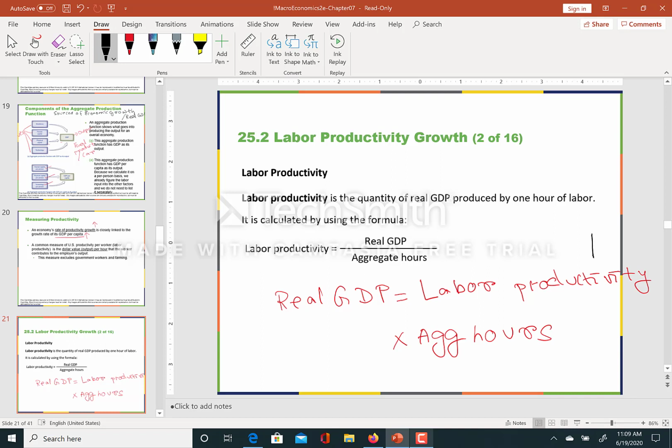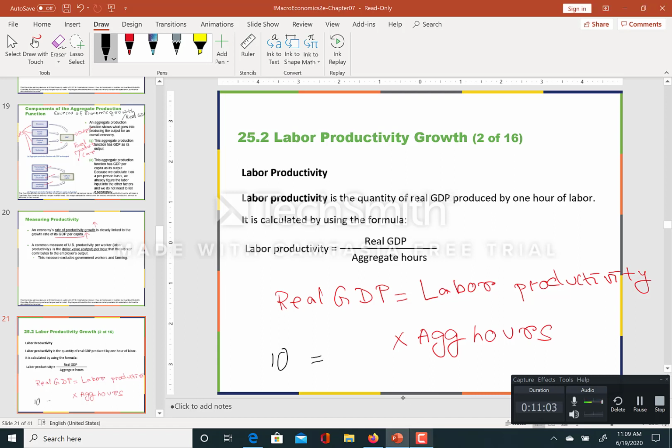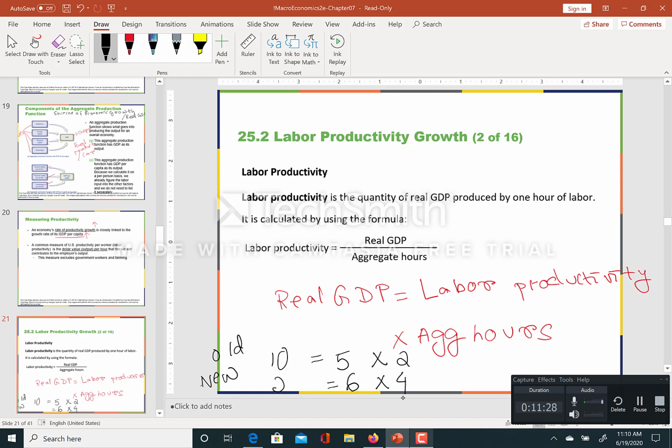How will the real gross domestic product increase? The real gross domestic product will go up if labor productivity increases, or aggregate hours increase, or both. I can use some numbers here. Say initially my real GDP is equal to 10, my labor productivity is equal to 5, and aggregate hours is equal to 2. So these are the old numbers. Now let's take some new values. Say the labor productivity increased from 5 to 6 and aggregate hours increased from 2 to 4. The new value of real GDP will be equal to 24. So basically real GDP went up when either one or both went up.